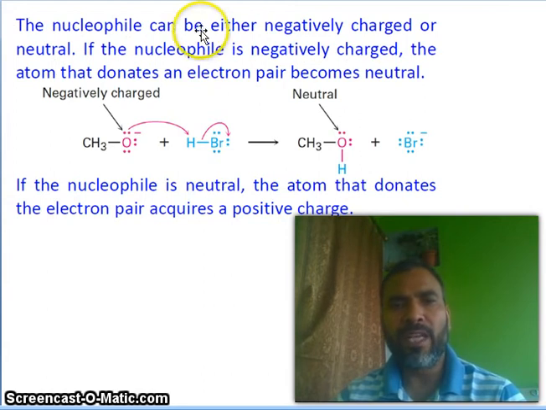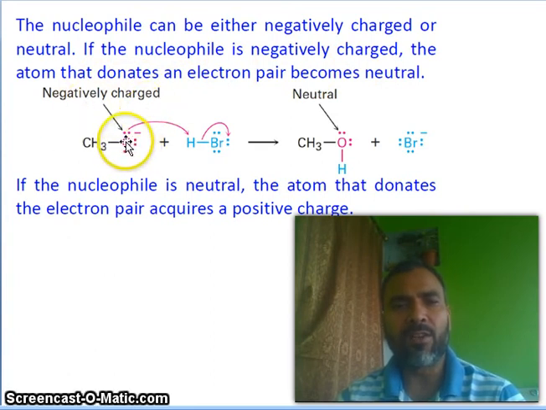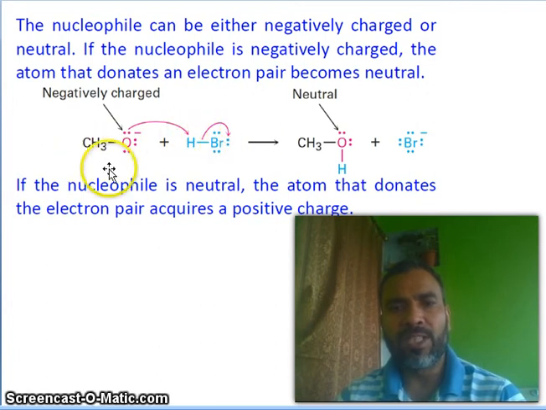The nucleophile can be either negatively charged or neutral. If the nucleophile is negatively charged, the atom that donates an electron pair becomes neutral. You see, this is negatively charged, this is the nucleophile, and now it takes this proton. So the curve goes from the nucleophilic center to the electrophilic center, and this bond will break. So if it is previously negative, now it becomes neutral.